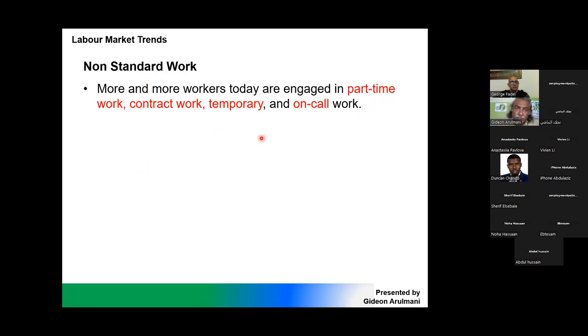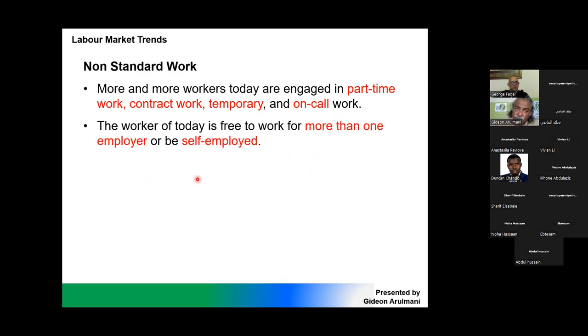More and more workers today are engaged in part-time work, contract work, temporary work, on-call work. These are all names where the worker is working, but he is not working for an employer. The worker of today is free to work for more than one employer or to be self-employed. I'm an example of this. I have my office, my organization over here in India, and that's mine, so that doesn't count. But my clients are the ILO, the World Bank, UNICEF, WHO, all of these, and I offer my services to all of them. Right now, I'm working on this project for the ILO. In the next week or so, I'm going off to a university where I'm a professor and I teach there for 3 weeks. So, non-standard work, right?